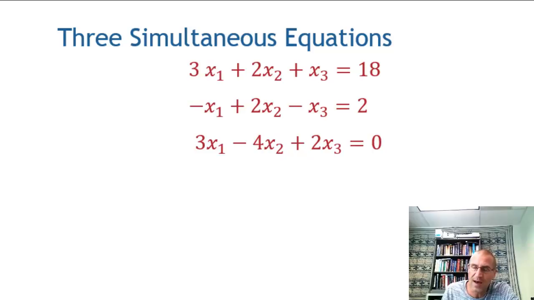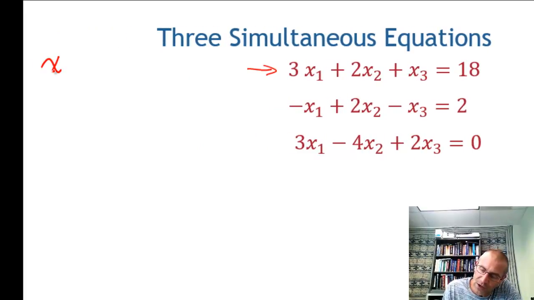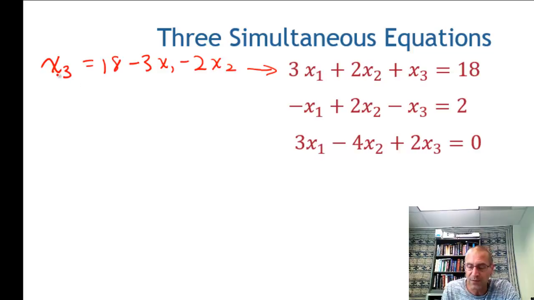But now I'm not going to have an intersection of lines. Effectively, each one of these is a description of a plane. For example, if I rearrange this top equation, I can say that x3 is equal to 18 minus 3x1 minus 2x2. What that tells me is that for every pair of values of x1 and x2, I can calculate a value of x3.